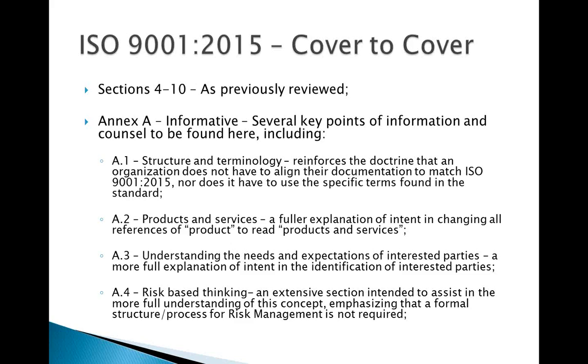Annex A2 is called Products and Services. There's some discussion here on why they changed all references of product to read products and services. Annex A3 is where we learn about interested parties, including the expanded understanding of who is an interested party. Annex A4 is risk-based thinking. It's an extensive section. I do encourage you to read it. And it's emphasized here that a formal structure and process for risk management is not required.